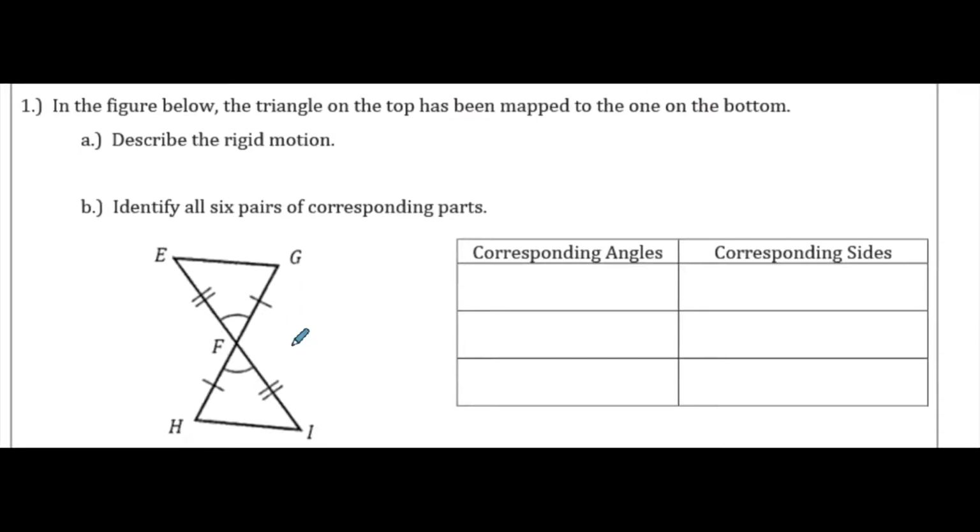In the figure below, the triangle on the top has been mapped to the bottom. So first of all, we want to describe it. If you look at it, see how this side is congruent to this side. That means that however long GF is, HF is the same length. If we measured it with a ruler, they would be the same length. That means they're congruent. Because of this, the only way to get GF on top of HF is to do a rotation. So we're going to say the way of a rotation, and it would take that triangle upside down, so it's going to be 180 degrees.